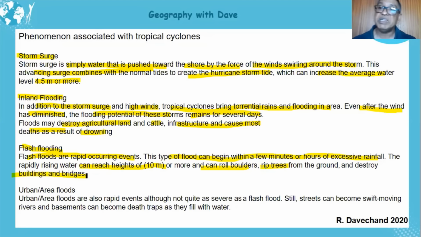You understand? Right. So urban area floods. Okay. This area floods and also rapid, although not quite as severe as flash floods. The streets can become swift moving rivers and the basements can become death traps as they fill with water. People go to the basement for safety. So, and you must remember the urban area has got less infiltration of water because of the concrete, tar, etc. So urban area floods. Some concepts that sometimes may pop up that we should know.